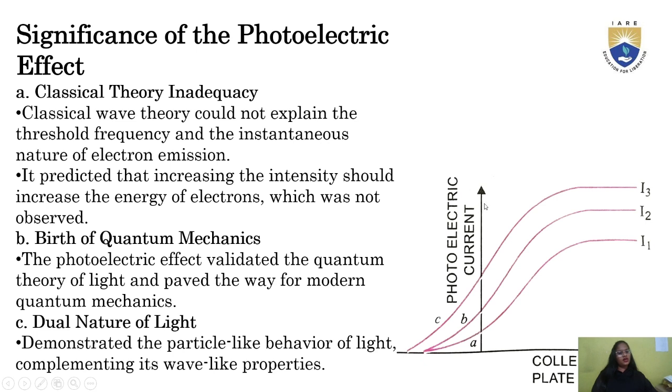Now, on the y-axis we have photoelectric current, and on the x-axis we have collector plate potential, and the graph goes like this with the different types of currents.